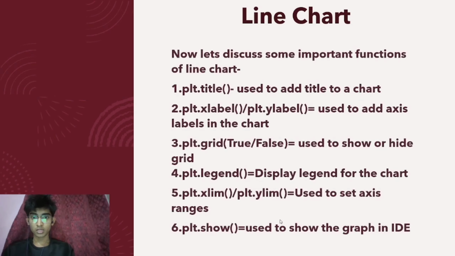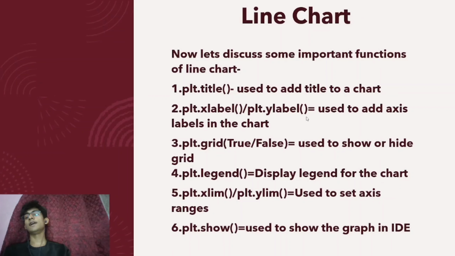Yeah. So now let's discuss some important functions of line chart. We have discussed some arguments which are used in the plot function. Now we will see some important functions which are used in line chart. So first one is plt.title. It is used to add a title to a chart. We can add a title like census, or marks of 12 students, plt.xlabel or plt.ylabel.